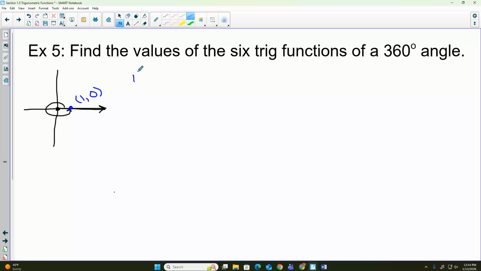If I find my r, r is also 1. Is it possible to draw a triangle in this problem? No. So this is where that SOHCAHTOA definition doesn't help. That's why we have to have x, y, and r for some of these. So sine is y over r. My y is 0, r is 1, so sine is 0.